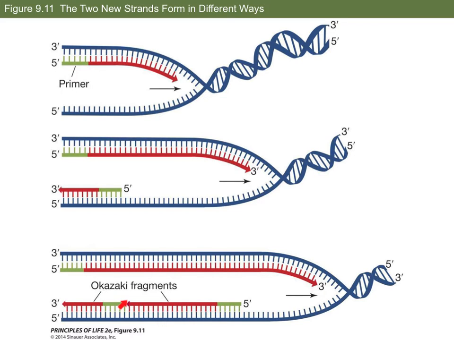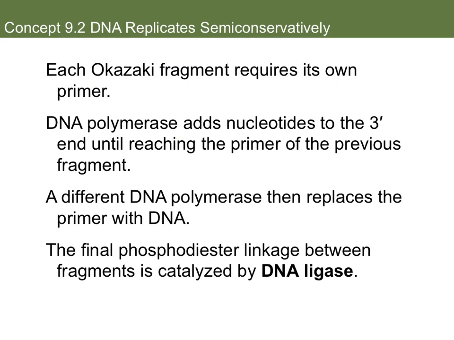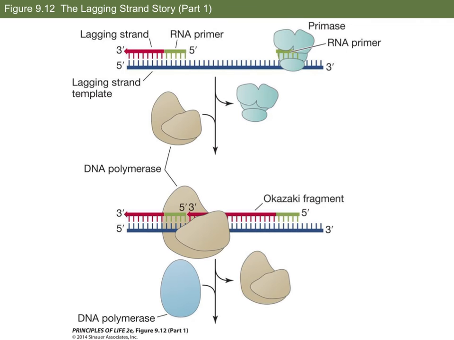And so because we're having to make a segment here, jump backwards, make a segment here, jump backwards, and continue making segments this way, they are known as Okazaki fragments. Each Okazaki fragment requires its own primer. DNA polymerase adds nucleotides to the 3' end until reaching the primer of the previous fragment. A different DNA polymerase then replaces primer with DNA, that would be DNA polymerase 1, and then the phosphodiester linkage between the fragments is catalyzed by the enzyme DNA ligase. So the primer is needed only once on the leading strand, but you will need multiple primers on the lagging strand.